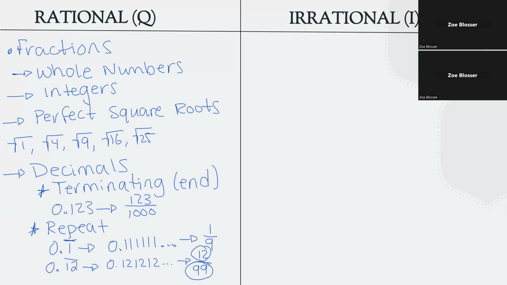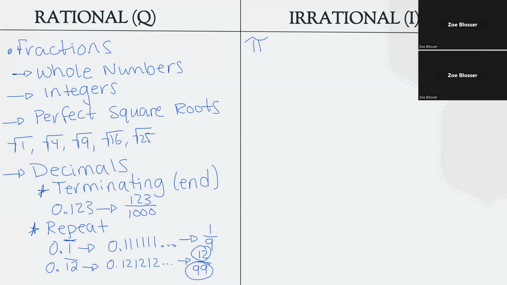Irrational numbers are things that cannot be turned into fractions, right? So the first one, pi. Pi is always irrational because it is a non-terminating decimal. It goes on and on forever. It doesn't have a pattern. There's infinitely many decimals in pi, and people are still finding them. And so that is an irrational number.